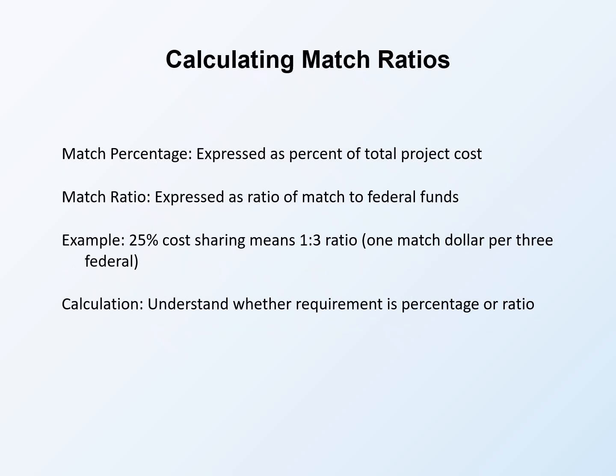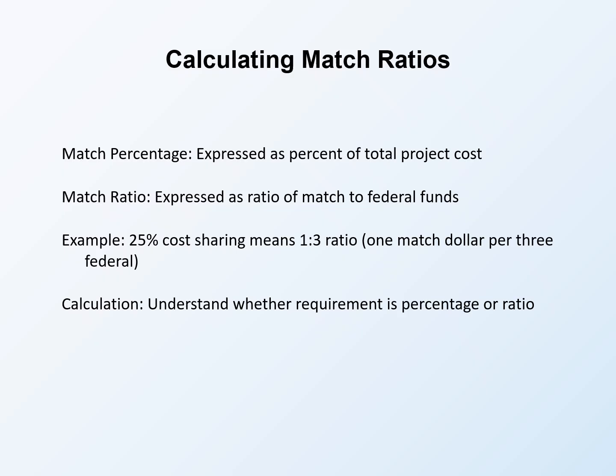Match requirements may be expressed as percentages or ratios, and confusion between these expressions causes calculation errors. Understanding how to calculate match correctly ensures you commit appropriately. Match percentage expresses cost sharing as a percent of total project cost, not just federal funds. If a program requires 25% cost sharing, you must contribute 25% of the total budget. The federal share would be 75%.